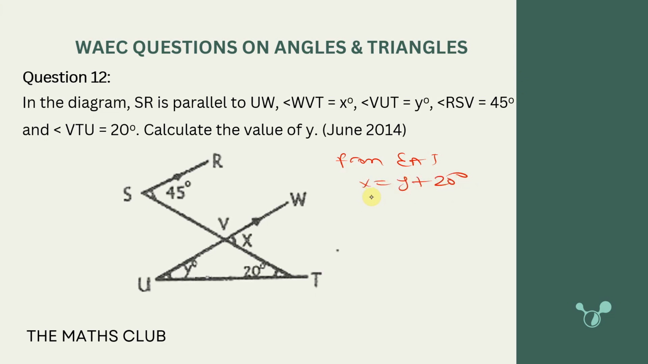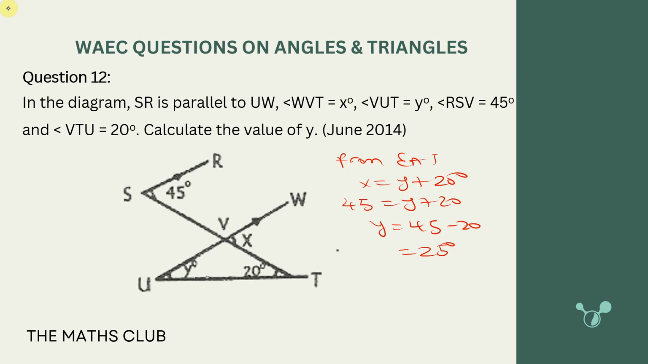What do we get as the x value? We got it to be 45 in the other question. So 45 is equal to y plus 20. So y is equal to 45 minus 20, and that will give me 25 degrees. So we already know that our y value is 25 degrees based on the external angle theorem.